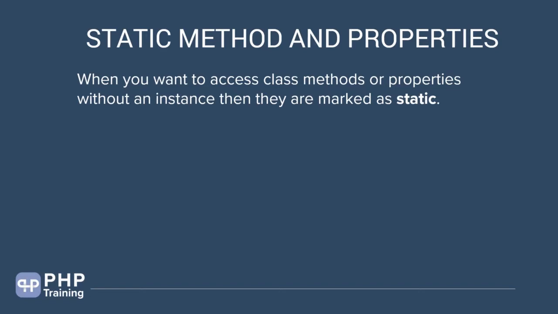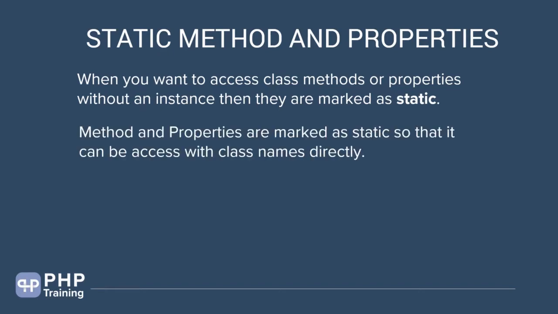Earlier we said a class is a blueprint of an object, and using the object you can access the properties and methods of a class. But if you don't want to create an instance of a class and still want to access those methods and properties, you define them as static. That is the purpose of static methods and properties. They can be accessed with the class name directly. You don't need an instance or an object. Just with the class name you can access the method and the property.